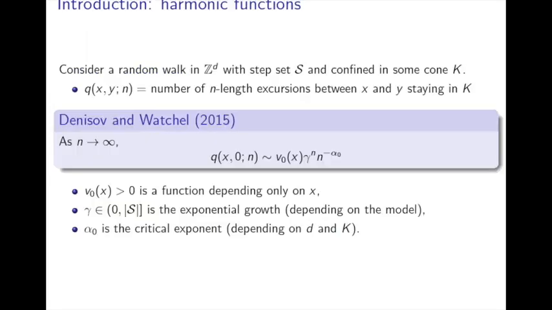So let's consider a random walk in Z^d with step set S and confined in some cone K. Denote by q_n(x,y) the number of excursions of length n between x and y and staying in K. By a result of Denisov and Wachtel in 2015, we have an equivalent as n goes to infinity of q_n(x,0), given by v_0(x) times gamma to the power n times n to the power minus alpha_0. Gamma and alpha_0 are explicit constants. Gamma depends on the walk, and alpha_0 depends on the dimension and on K. And v_0 is a positive function which depends only on x.